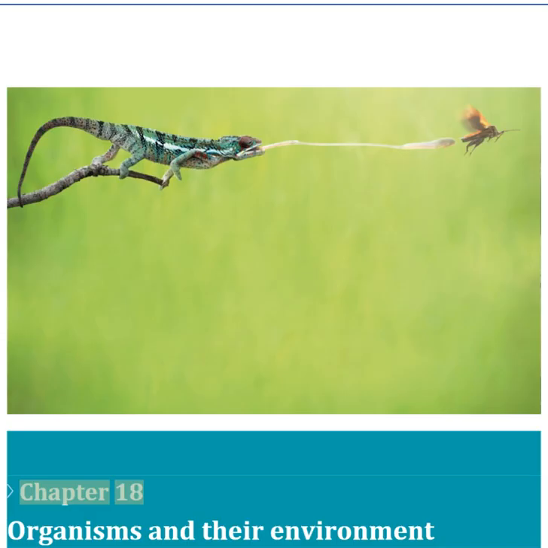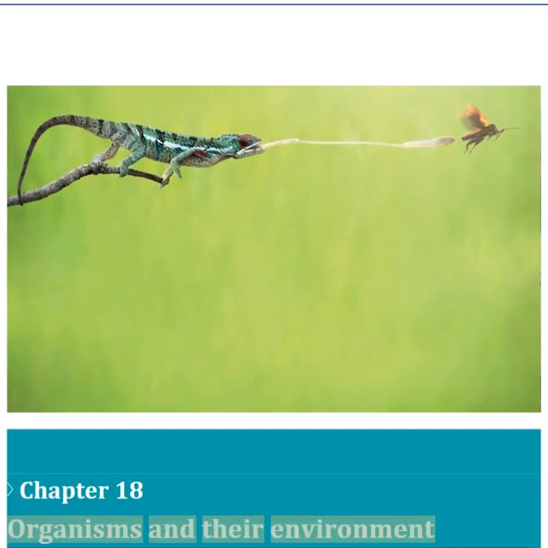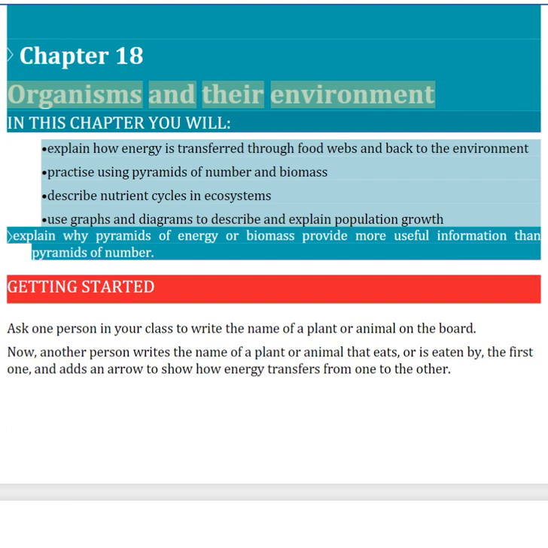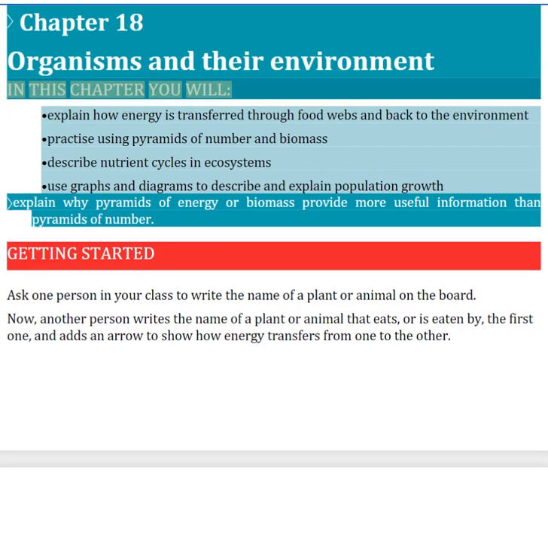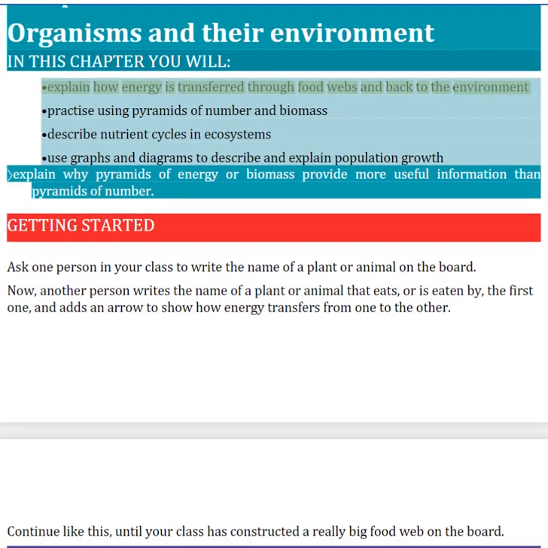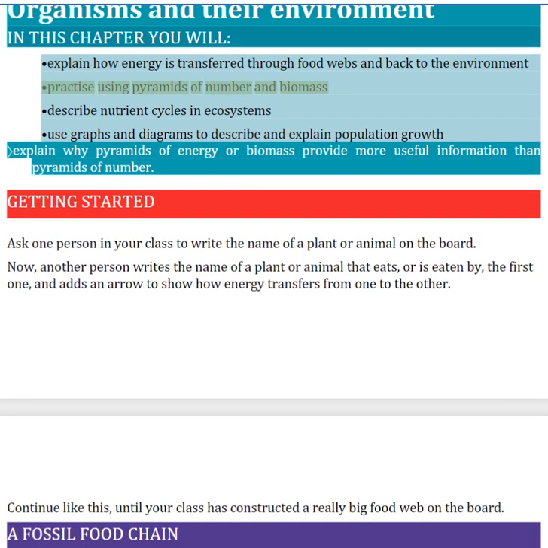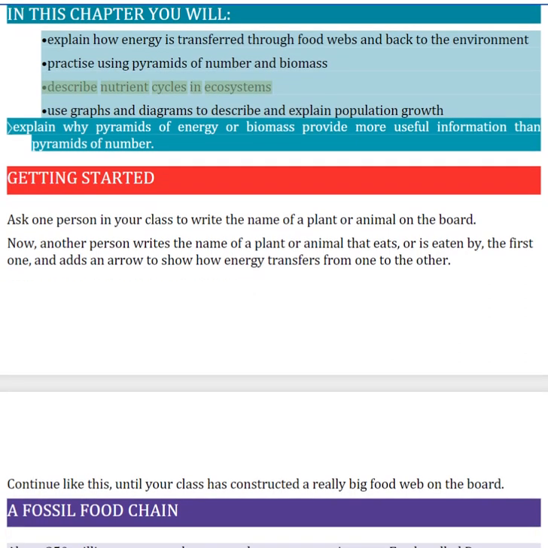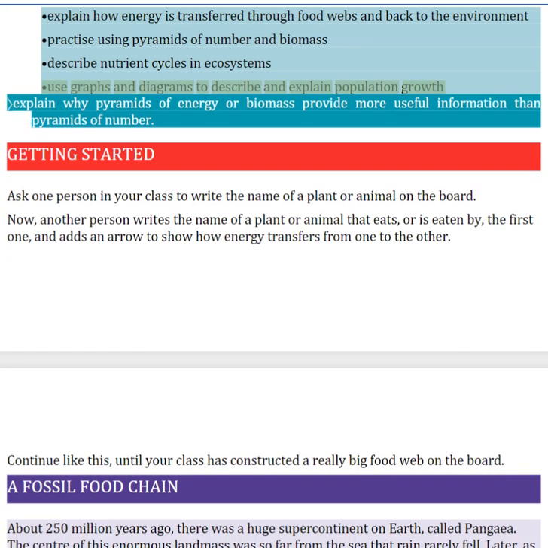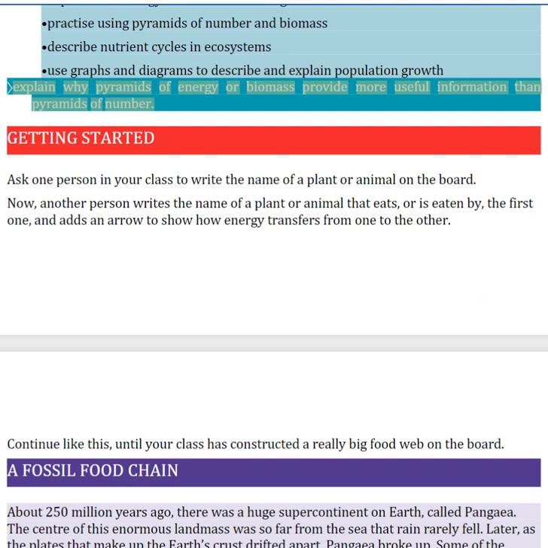Chapter 18. Organisms and their environment. In this chapter you will explain how energy is transferred through food webs and back to the environment. Practice using pyramids of number and biomass. Describe nutrient cycles in ecosystems. Use graphs and diagrams to describe and explain population growth. Explain why pyramids of energy or biomass provide more useful information than pyramids of number.